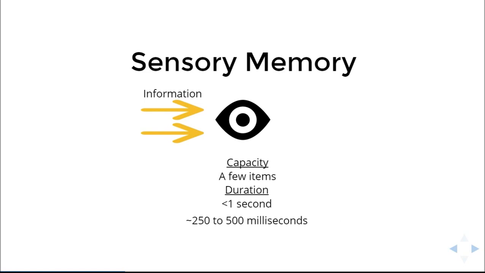If you didn't know, the capacity refers to how many pieces of information, how many items of information can be stored in the storage at a given time, and the duration refers to how long each item of information can stay in the memory store.